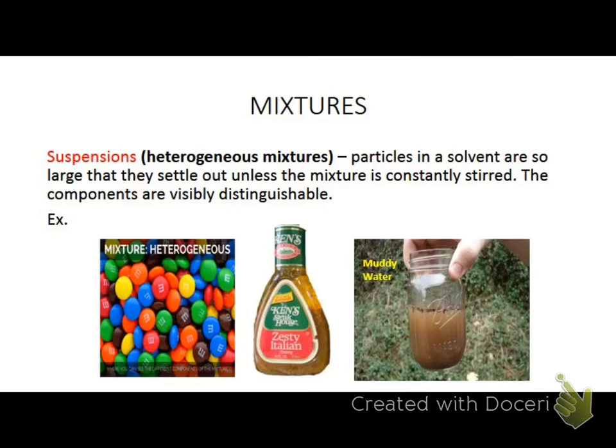Mixtures that are suspensions have particles in a solvent that are so large that they settle out unless the mixture is constantly stirred. So Italian salad dressing is one of the best examples of a suspension.